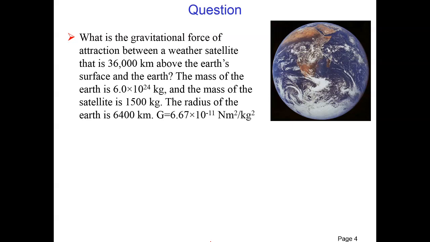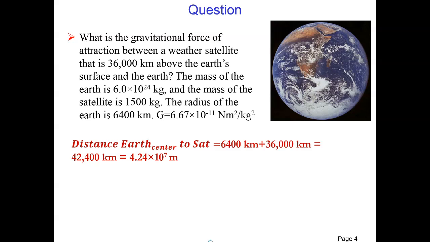Okay, so what usually trips people up in a question like this is getting the right distance. The distance between the center of the Earth and the weather satellite is the sum of the radius of the Earth and the distance from the Earth's surface to the satellite. So 36,000 kilometers from the Earth's surface to the satellite, plus the radius of the Earth, which is 6,400 kilometers. If the distance from the Earth's surface was 0, then r, the distance to the Earth's center, would not be 0. It would be 6,400 kilometers.